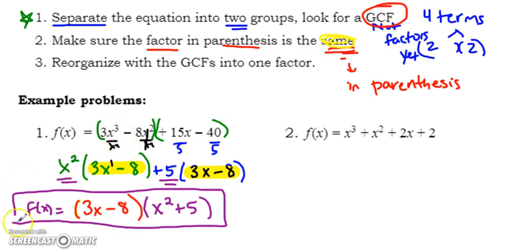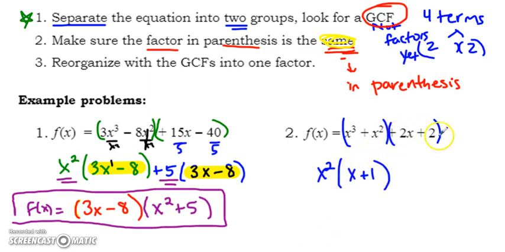So I'm going to do a couple more for you, and then for some others I may just write the answer down so you can check to see how you did, okay? So number 2, same idea. I'm going to break this into 2 groups. I'm going to look for a GCF. It looks like they both have an x squared. So I'm going to get x plus 1 in parentheses.